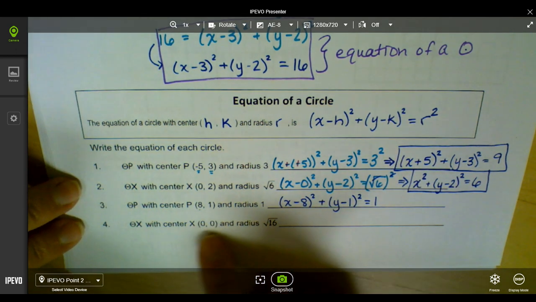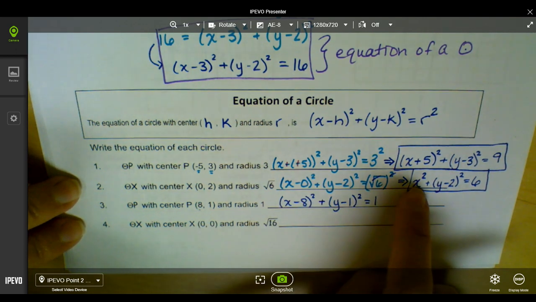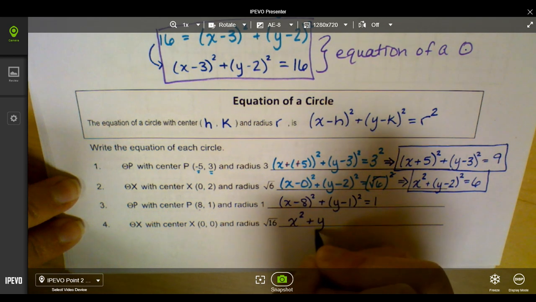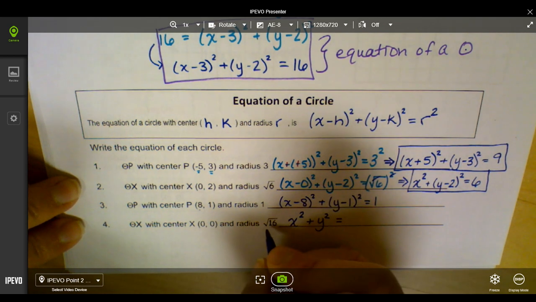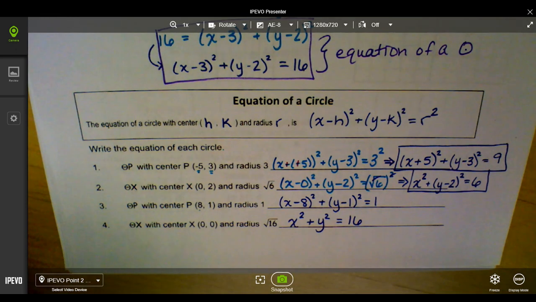All right, the last one. Again, if our center is 0, 0, whenever we're subtracting 0, it's just going to be x squared. So really what's going to happen over here is we're just going to have x squared plus y squared equals the square root of 16 squared. Again, the square root and the squared cancel each other out, so it's just going to be 16. And just like that, we are done.